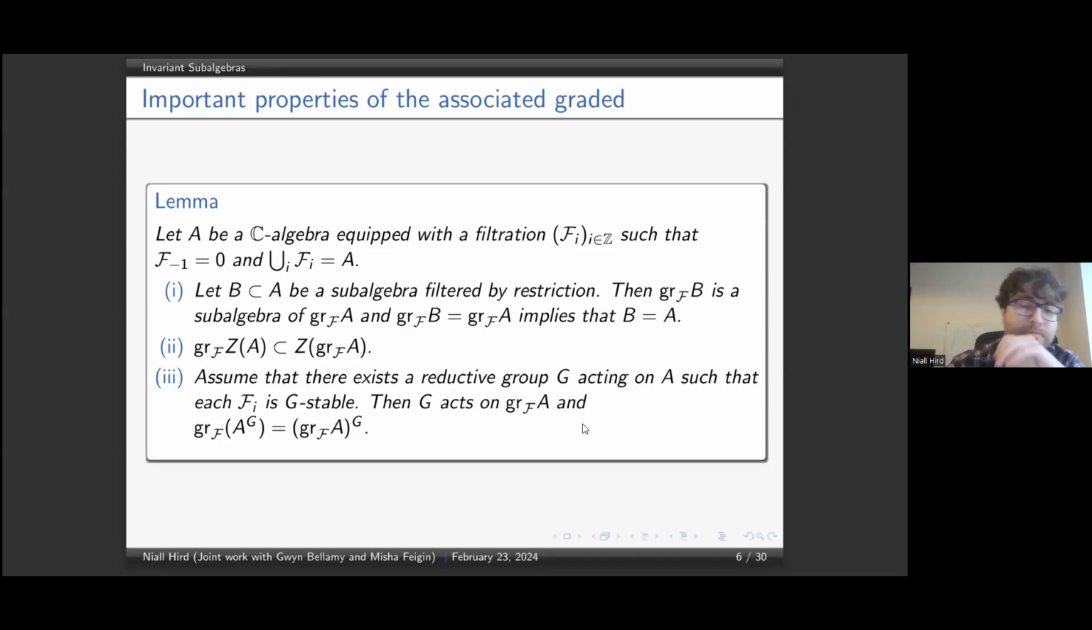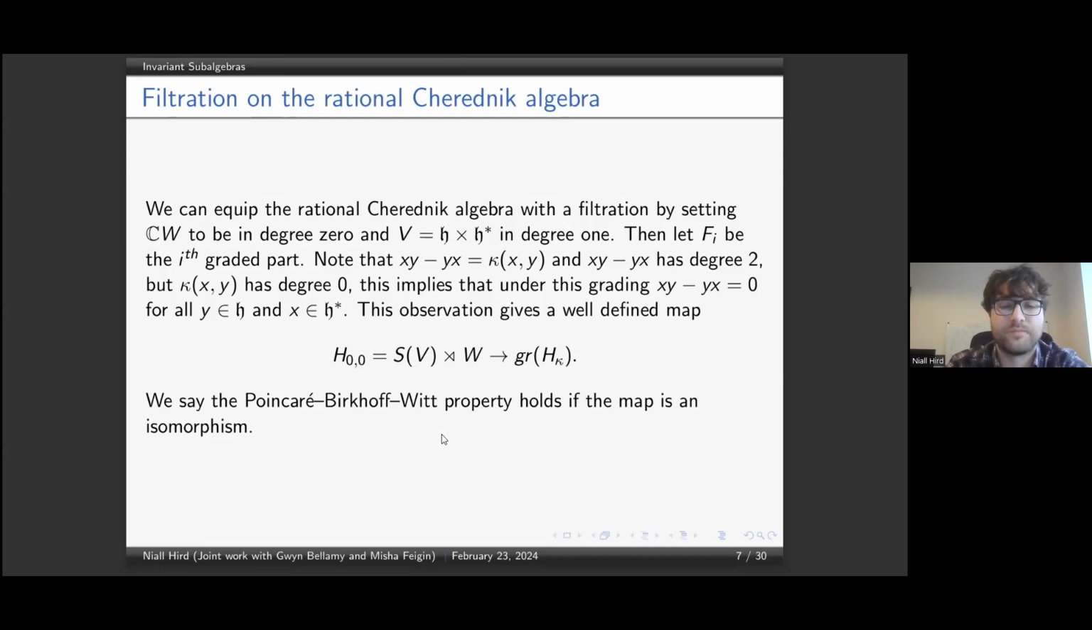Our second claim is the associated graded of the center of an algebra is always contained in the center of that associated graded. And the third is really the reason that we consider reductive groups for this talk. So if you have a reductive group G acting on your algebra, and each Fi is stable under this group G, then this group also acts on the associated graded of A, and the associated graded of the invariants of A under this action is the same as the invariants of the associated graded under this action. So in notation, it's a lot easier to read than words, perhaps. So you can just pull this G outside the bracket, which turns out to be very useful.